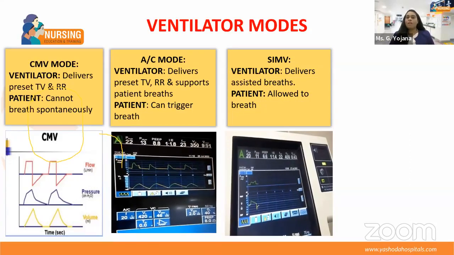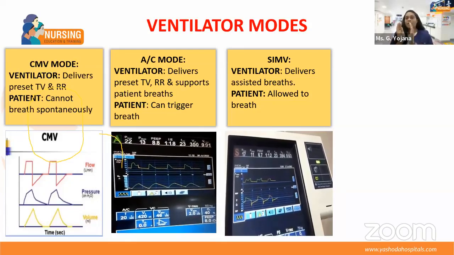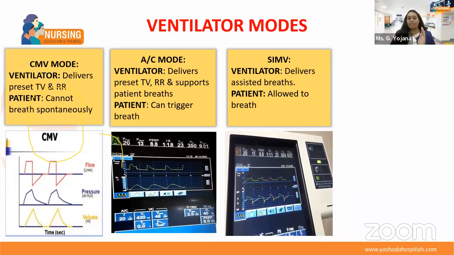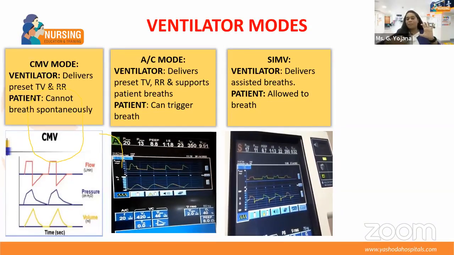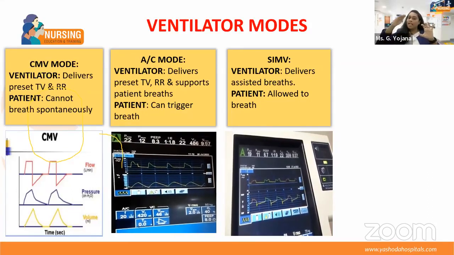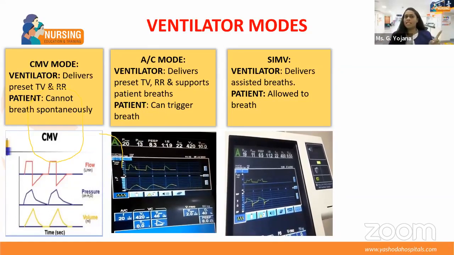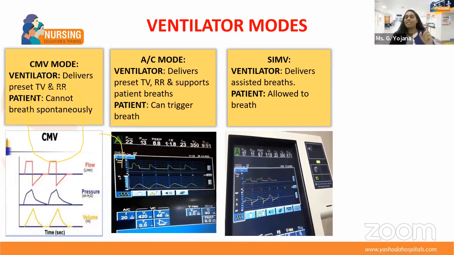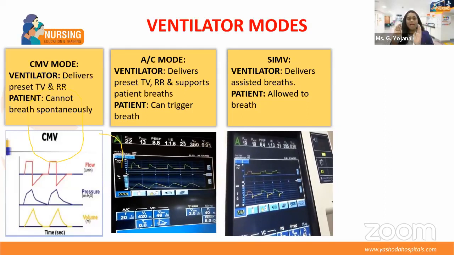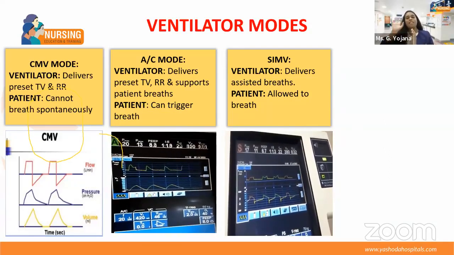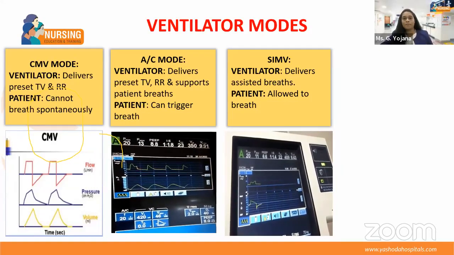Next is SIMV mode, which we are not using much. But what is the function of this mode? It will deliver the assisted breath and it allows the patient to breathe. When the patient is breathing, it will stop giving breaths, and whenever the patient is dull or not able to take a breath, it will initiate the breath again. That is the difference between SIMV and assisted control mode. Assisted control always delivers the tidal volume and respiratory rate from the ventilator, and it supports the patient's breath. But SIMV mode delivers, and when the patient is giving a breath, it will stop. Am I clear with the difference between AC mode and SIMV mode?